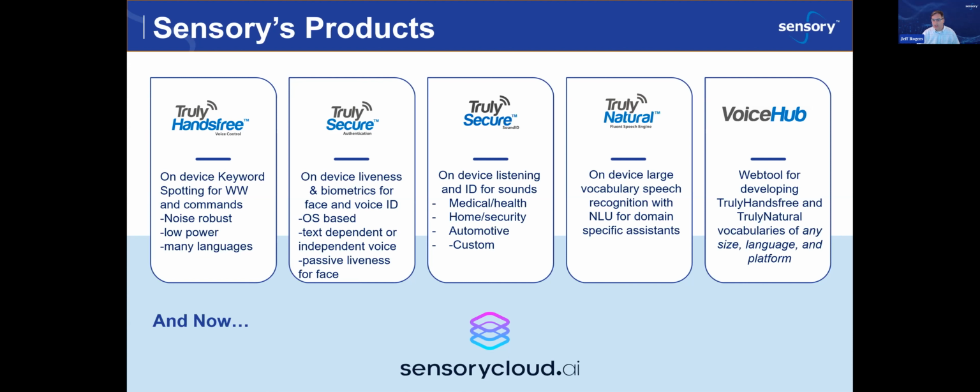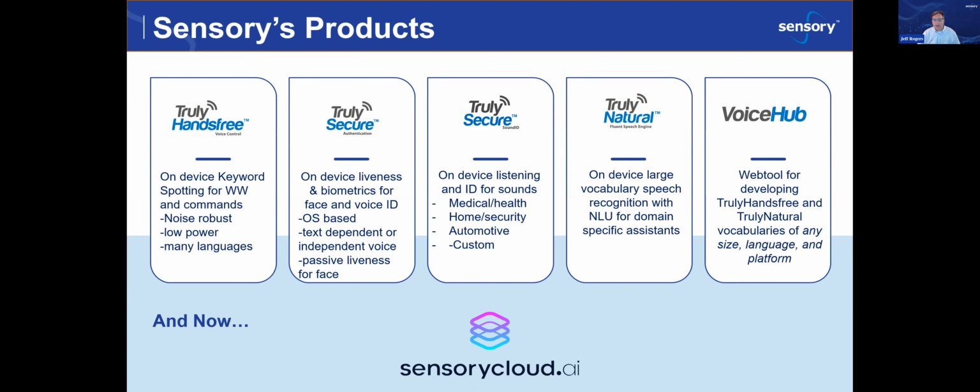Our Truly Natural is our on-device large vocabulary recognizer that also includes an NLU engine. So this is really ideal for domain-specific markets and products where, for example, we're in a microwave oven right now and I want to say simple things like, set timer for 10 minutes, or cook my 3.5-ounce popcorn. Zoom also uses our Truly Natural for Zoom Rooms and room control, that sort of thing.